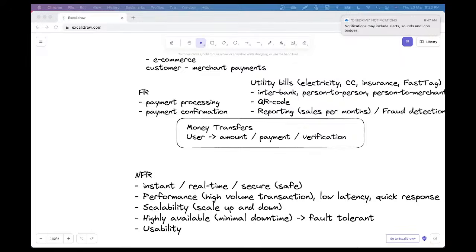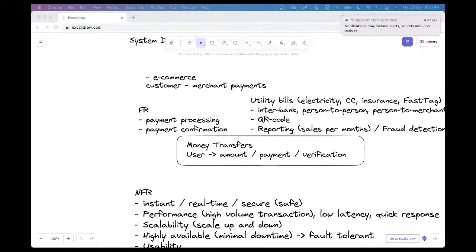So this is about the functional and non-functional requirements of the payment gateway. Any questions on this?